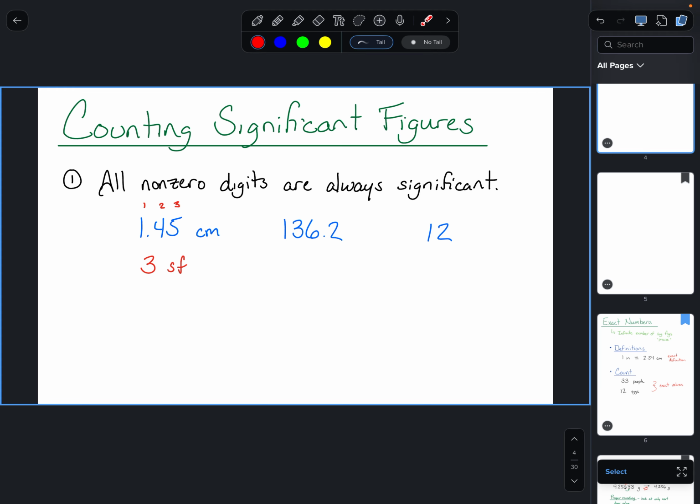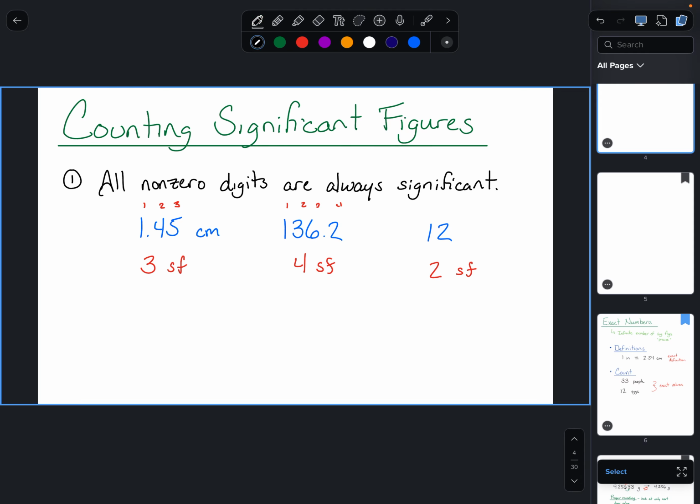Cool. All right, 136.2. How many sig figs do we have? 4. 1, 2, 3, 4. All non-zero, all significant. 12. How many sig figs do we have? 2. Cool. So clearly the pain in the butt part is going to be the zeros, right? Because if it's not 0, you know it's significant. So how do we deal with the zeros?